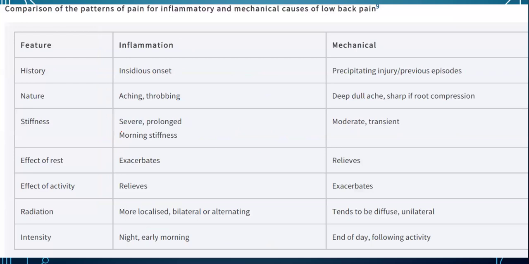Okay. But the first thing that you would do for a low back pain patient is analgesics. Paracetamol is the first-line treatment.